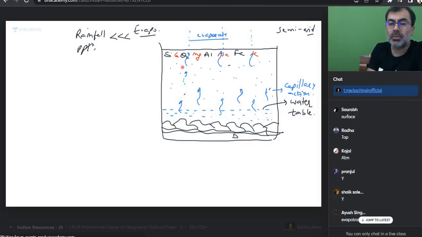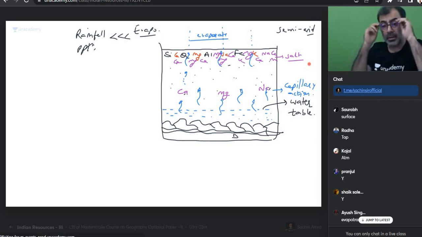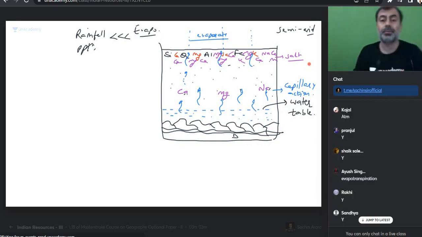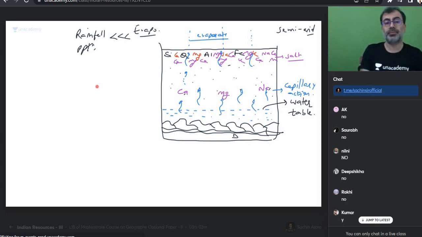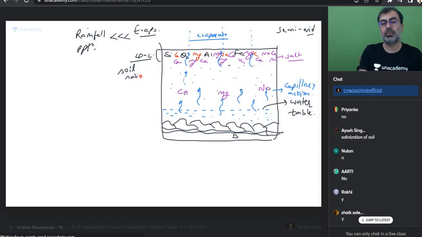But the problem is, as it is moving towards the surface, if there is any calcium, magnesium, or sodium, all that is also coming close to the surface. Calcium, magnesium, potassium. Suddenly, a lot of salt has come. Yes or no? But can salt evaporate? Salt will not evaporate. Will there be a concentration of salt? This is called soil salinization.